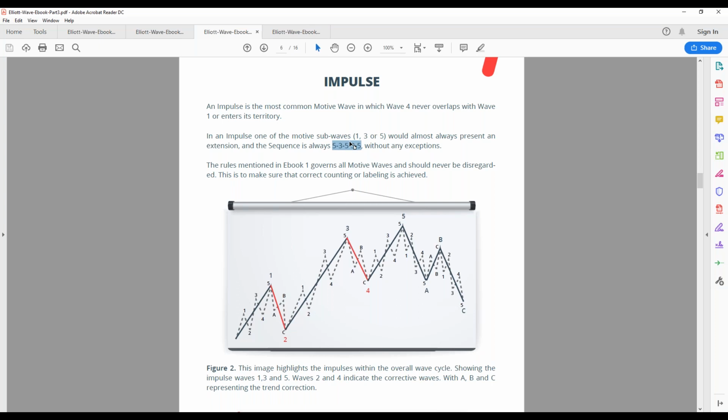But the point is, under an impulse, you will never have a different structure than this: 5-3-5-3-5, always, with no exceptions. This is what makes the difference between an impulse and a simple motive wave, or between an extension, if I would put it the right way, and a motive wave, right?